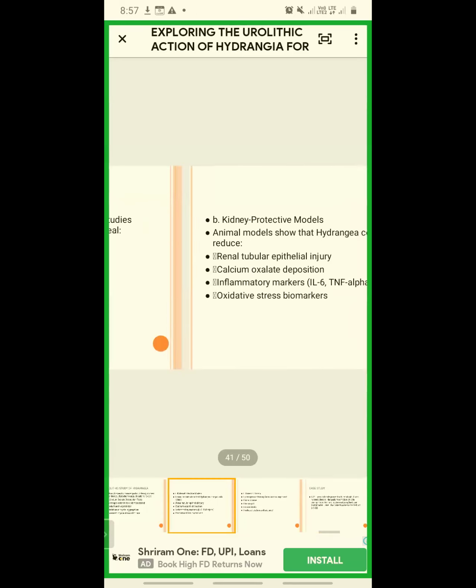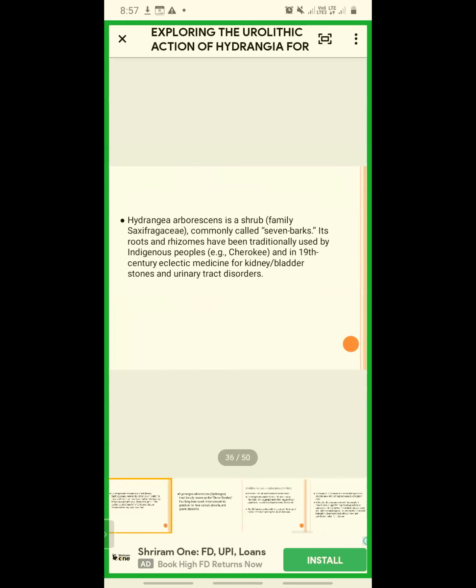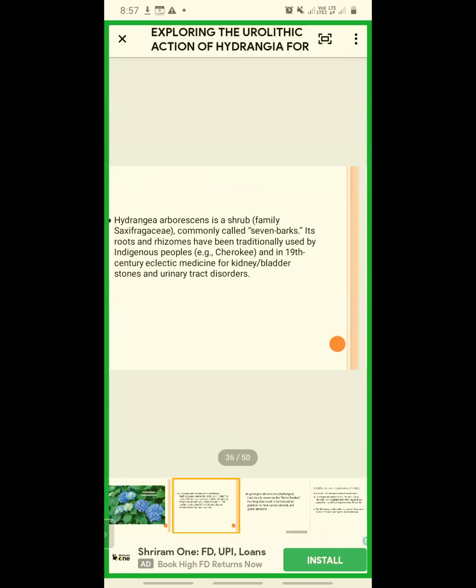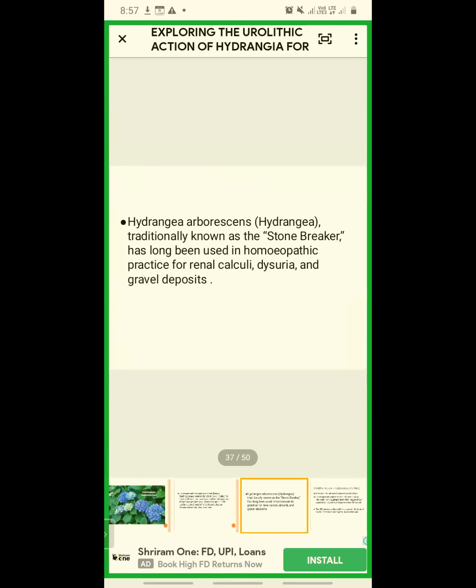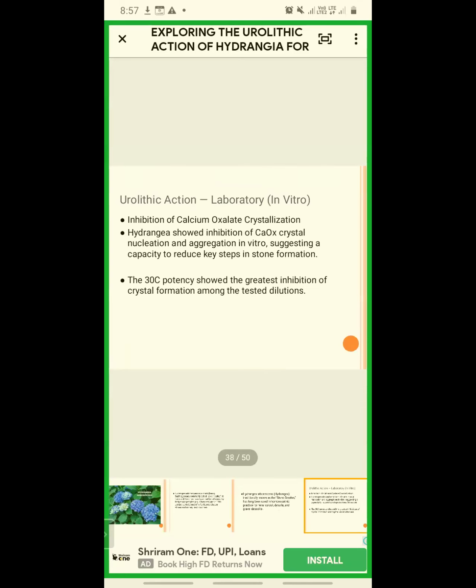So this is the scientific study regarding hydrangea for renal calculi. Hydrangea is a shrub. It is also known as the seven barks, and it is traditionally used for renal calculi, dysuria, and renal gravel deposit. So the first one is the action of inhibition of the calcium oxalate crystallization.